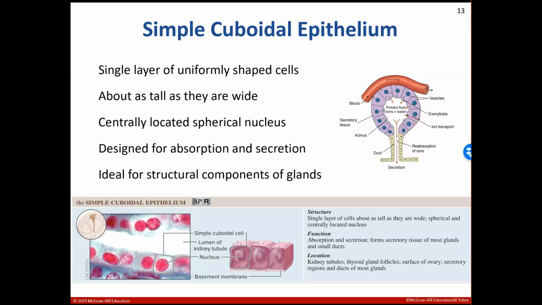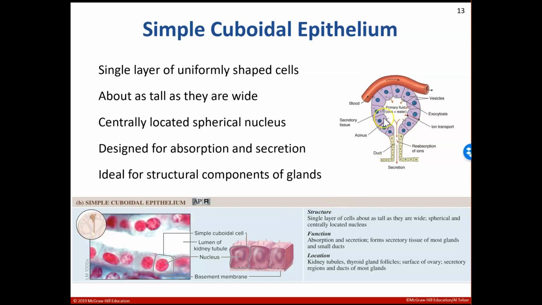Next, we have the simple cuboidal epithelium. So now we have a single layer of our cube-shaped cells, and their nucleus is centrally located, and we usually have a sphere shape to them. And these are designed mostly for absorption and secretion. So they're going to be ideal for structural components of glands.